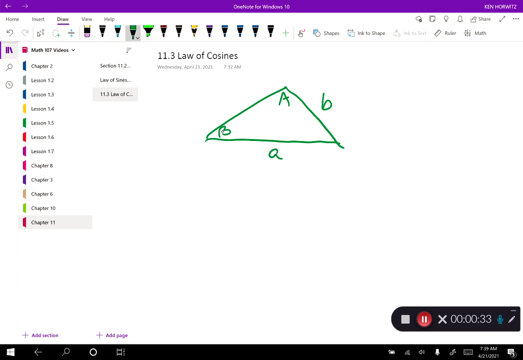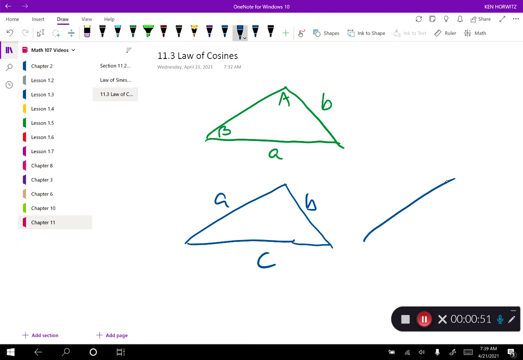However, what if we had an oblique triangle where we had sides A, B, C, but we had no angle? Or we had an oblique triangle where we had an angle C, but the only information we had were sides A and B. If we didn't have a side and an angle across from it, we couldn't use the law of sines right away. We would have to use the law of cosines.